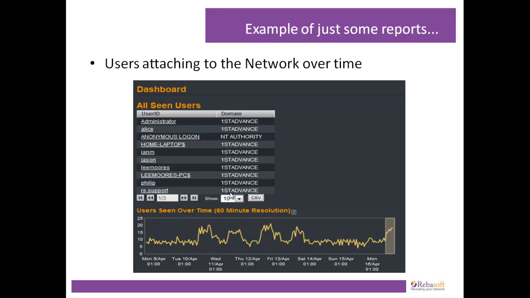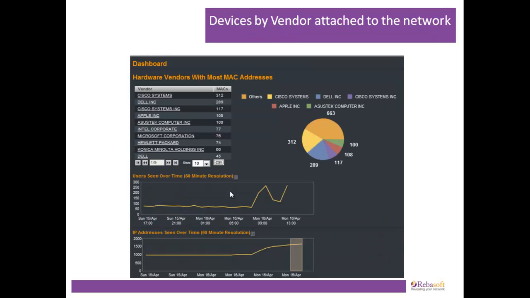Here's an example of some of the reports. We'll whiz through these quickly just to give you an overview, but any combination of reports is possible from the system. This is an overview of users attaching to the network over time. Again, it's a very unique view that people don't tend to see in infrastructure reports: who are the users, where are they, and what are they connecting to?